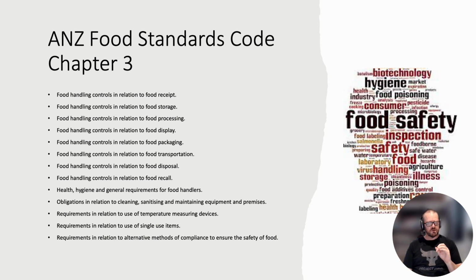Health, hygiene and general requirements for food handlers. Our obligations in relation to cleaning, sanitizing and maintaining equipment and premises, and several different types of requirements there in terms of the use of temperature measuring devices, single-use items, and alternative methods of compliance to ensure the safety of food. So that's really what Chapter 3 of the Food Standards Code is about.